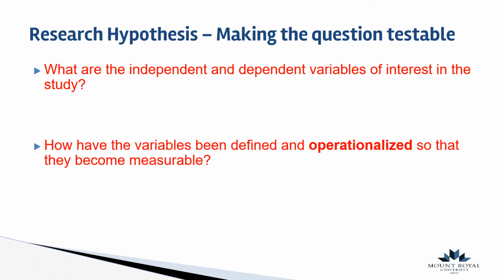And then we look at how those variables have been defined, or what we call operationalized, so that they become measurable. So if we're looking at, we'll go back to the kangaroo mother care study, the independent variable of kangaroo mother care, how are we going to operationalize those things we're measuring, such as maternal confidence, maternal stress, and physiologic parameters in the baby: heart rate, respiratory rate, oxygen saturation.